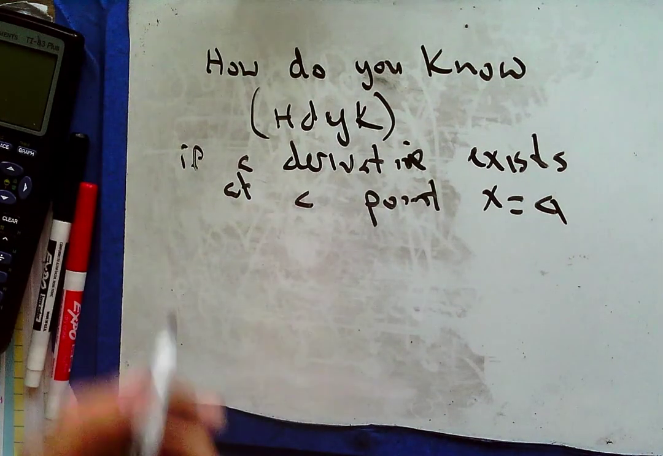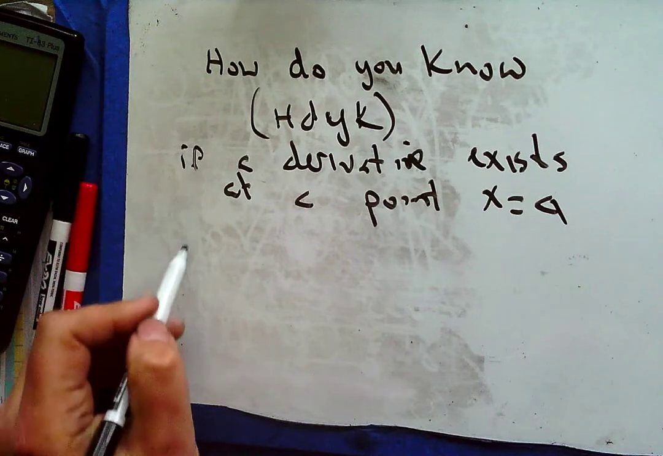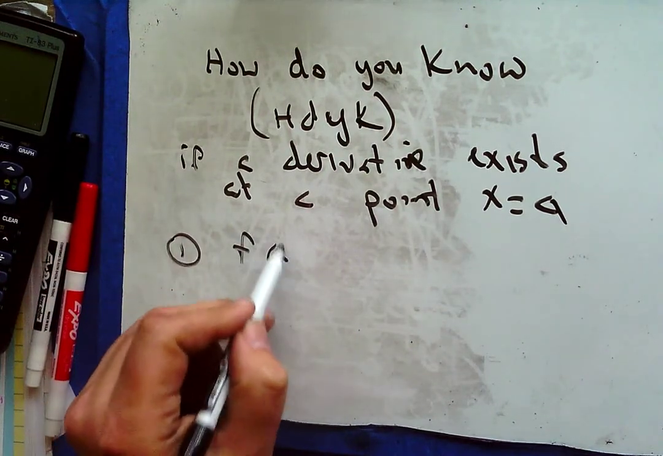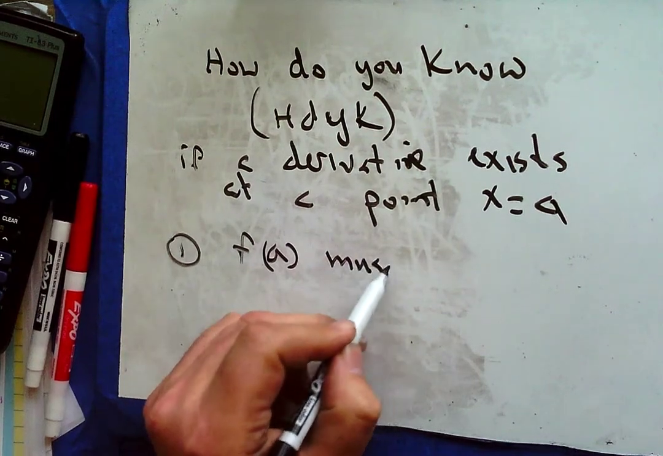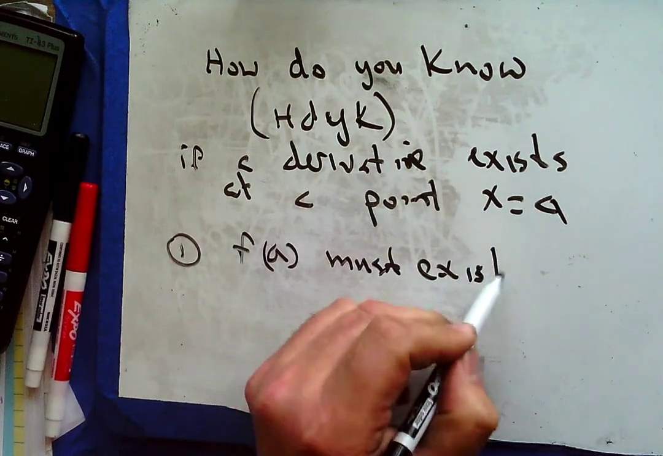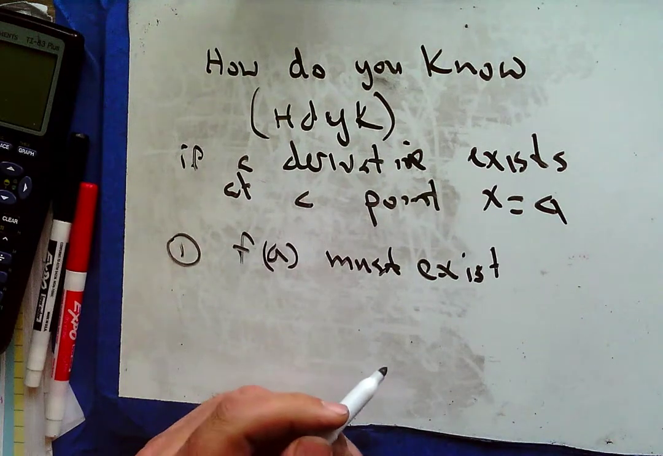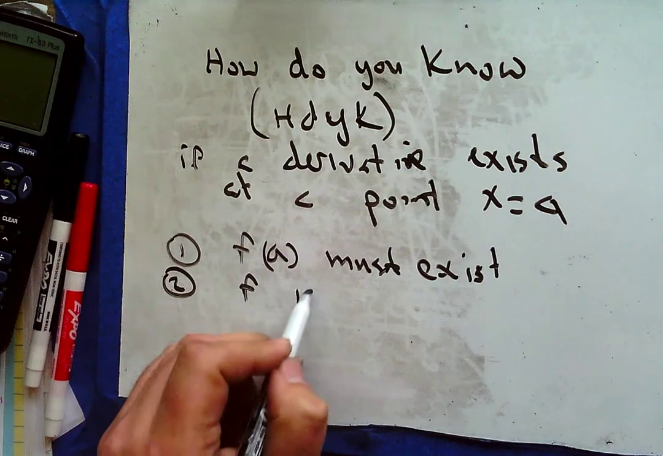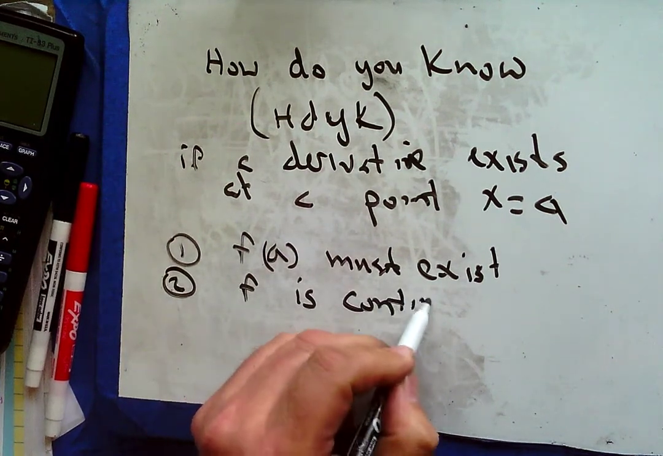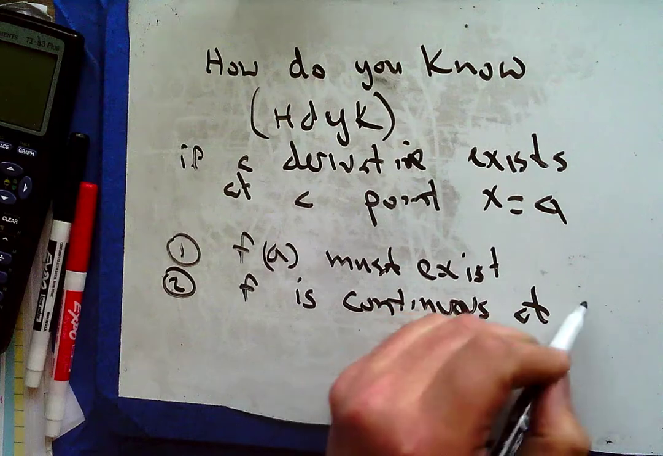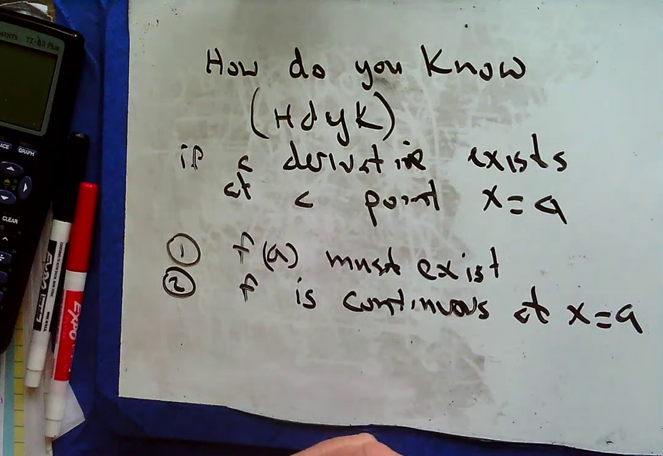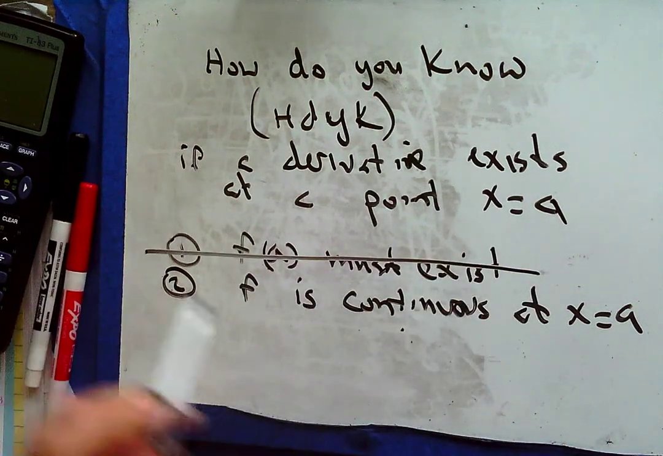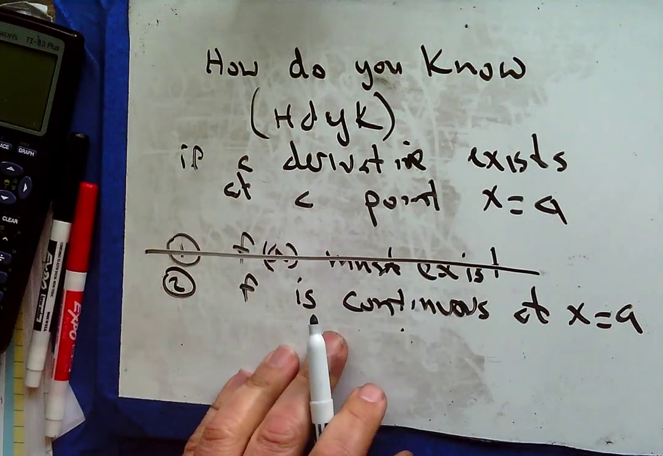Well, there's two real requirements here. The first one is f of a must exist. Because if the point doesn't exist, you can't have a tangent line there. But I think even further, I want to say that f is continuous at x equals a. And this is included in that. So let's just say f has to be continuous at that point.